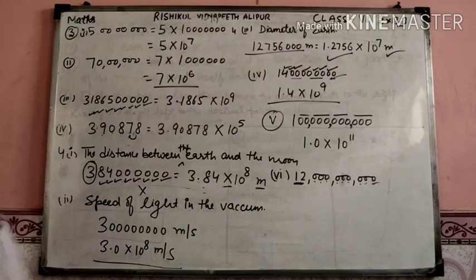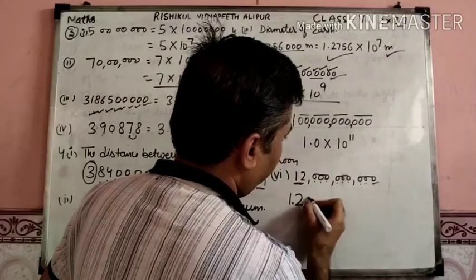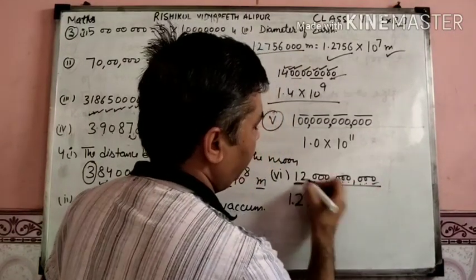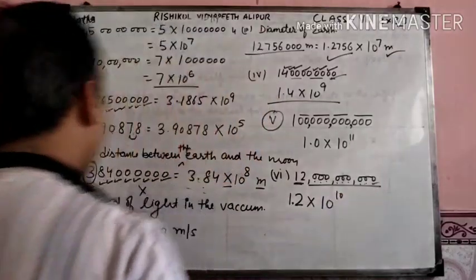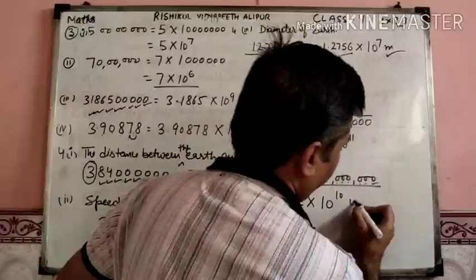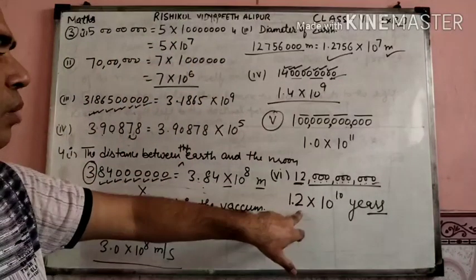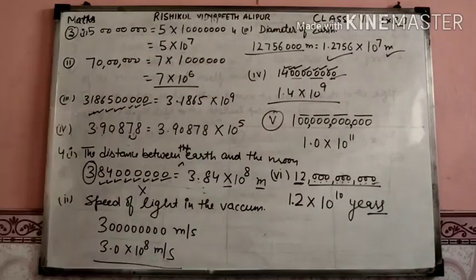This is the estimated life of the universe. Now you have to write in standard form. One decimal. Now you will count how many zeros: 9 and 1, 10. It will be 10 raised to power 10. 1 decimal 2 into 10 raised to power 10 years. Any doubt, students? Easy. 12 billion can be written as 1.2 into 10 raised to power 10 years.